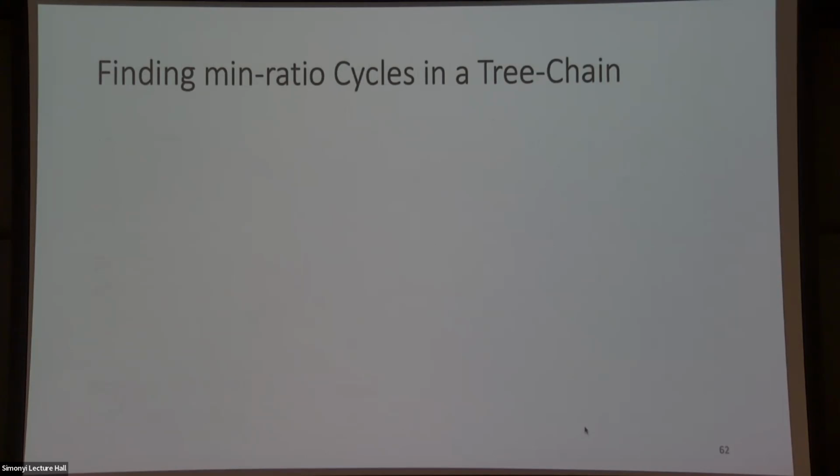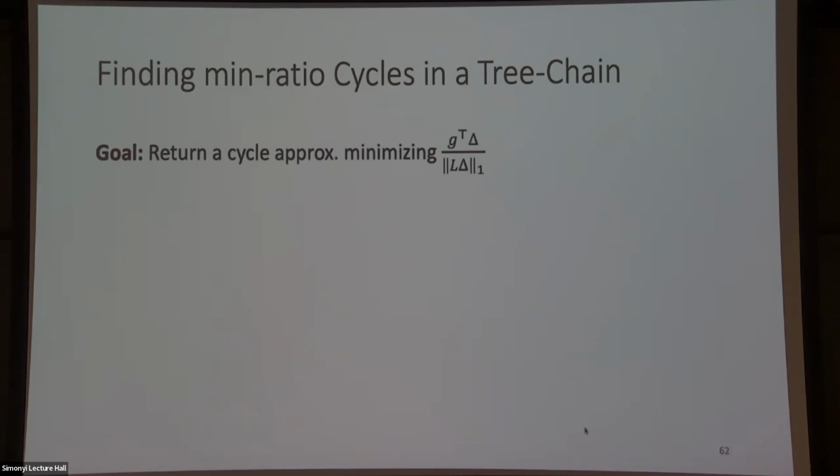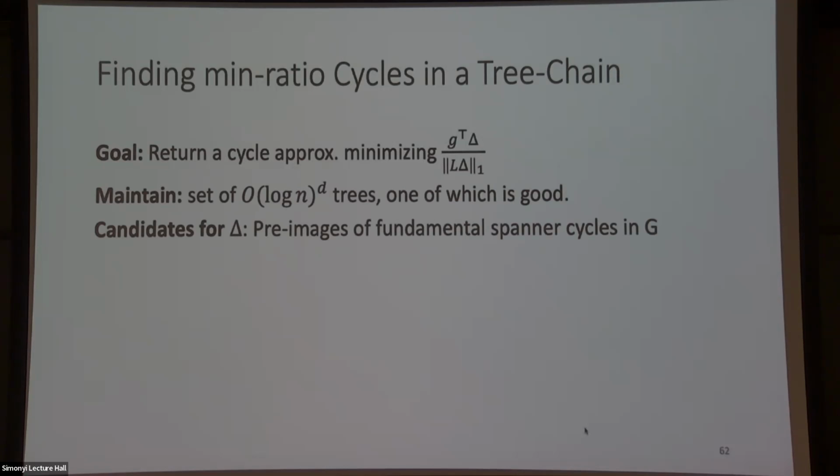Okay, so let's sort of start zooming back up. So in this tree chain, right, like we call this a tree chain, the branching tree chain. How do you find this cycle approximating? So you have a lot of these trees, log n to the d, but one of them gives you a good solution. Okay. And what are the candidates? Right? I said this one, but let me say this again. They are sort of these fundamental spanner cycles now.